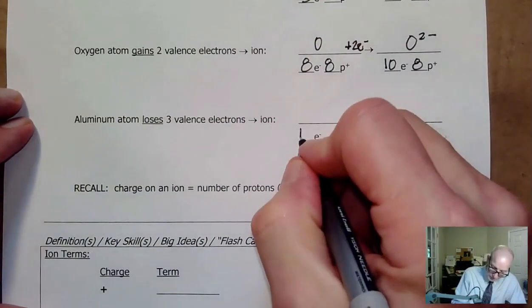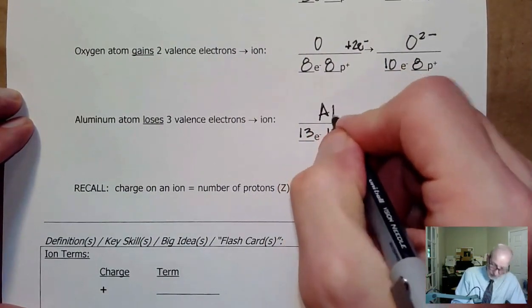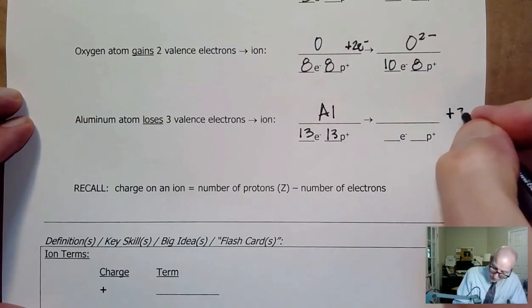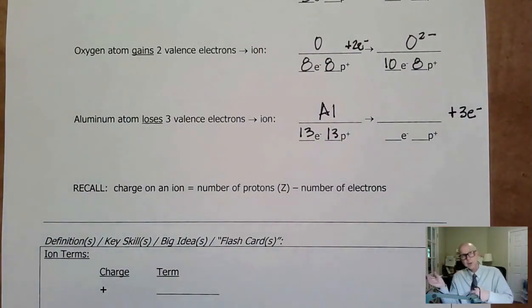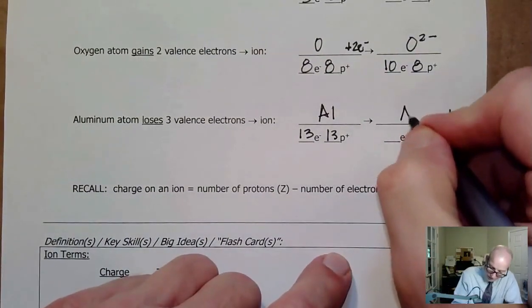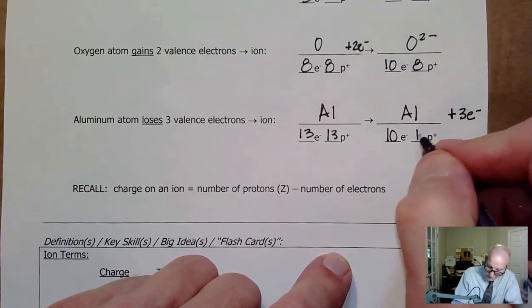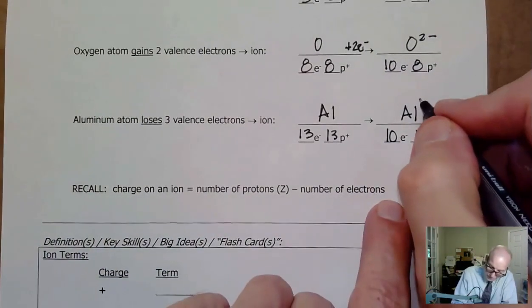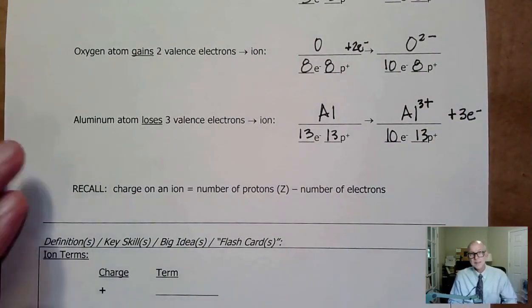Similarly, aluminum loses. Aluminum is number 13. There's aluminum. It loses 3 electrons, so I'm going to put them over on the right, like they were there, but they're gone on the other side. And I've got aluminum. If it loses 3, it's down to 10 electrons: 3 plus.